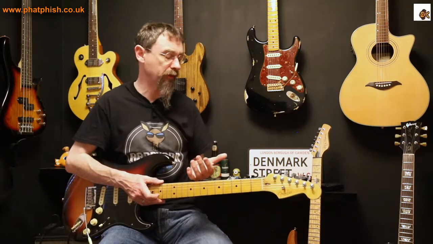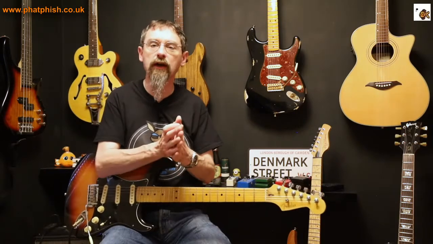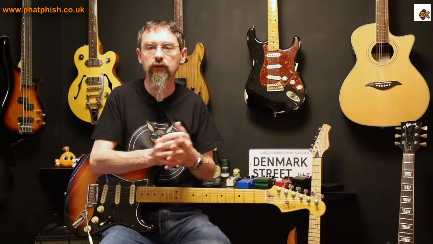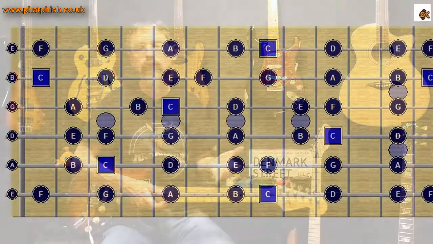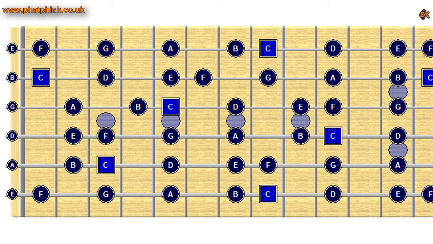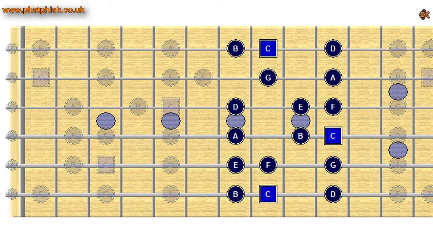This is where a tool like PhatPhish is really helpful. If you dial in a type of scale, so for argument's sake a major scale, and choose a root note of C, these are the notes of the C major scale arranged over the fingerboard. And you can look for scale boxes. So if you look for, say, a C on the bottom E string as the lowest note, you can come up with a scale box like that.